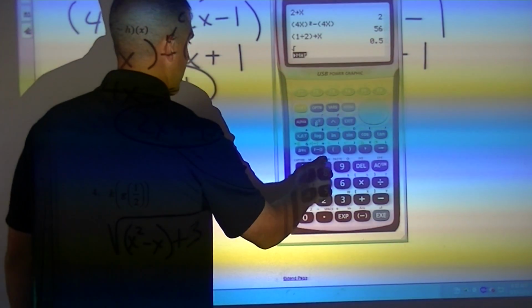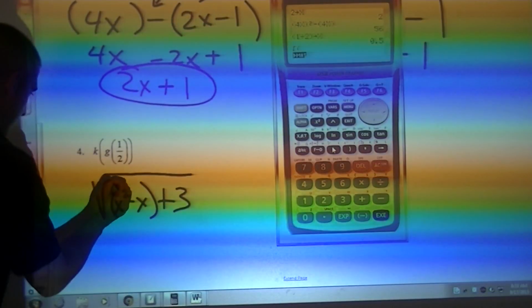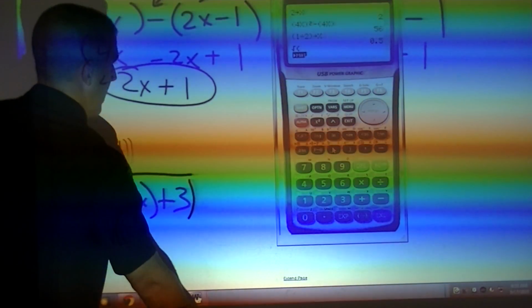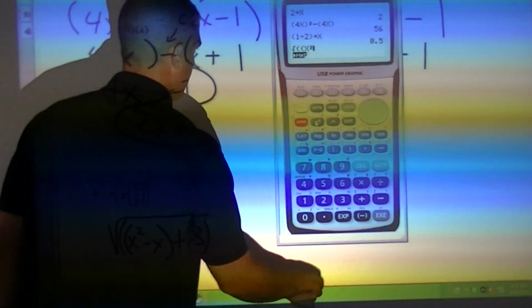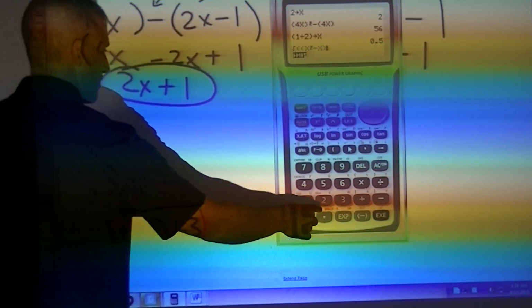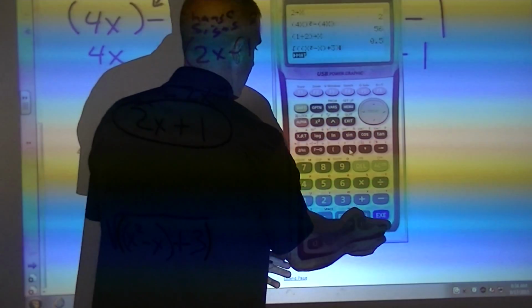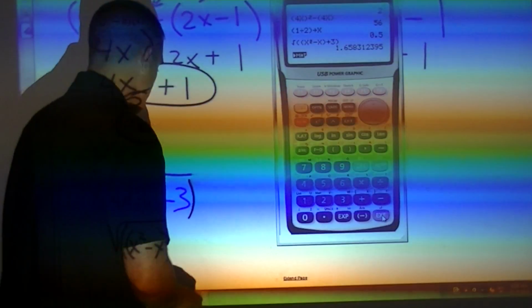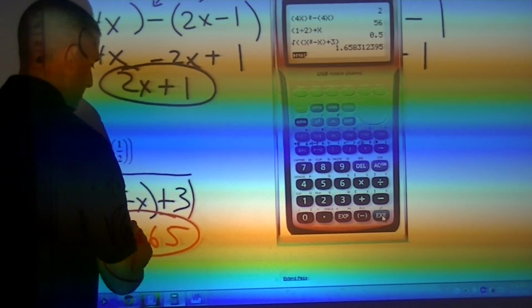Arrow for x. Now, I'm going to type this in. Square root, be very careful. You need to put parentheses around all the stuff in the square root. That way, you know that it's there. And then I'm going to do the extra set of parentheses around x squared minus x. Plus 3. And I'm going to close it. That tells that whole thing. Boom. That's what my answer is. 1.65 would be my answer.